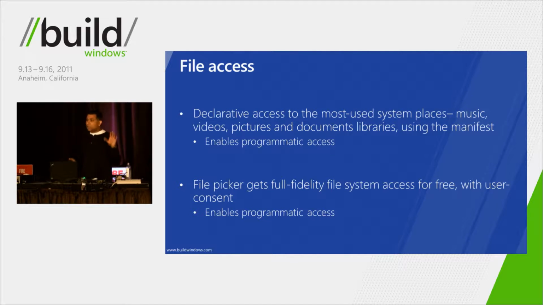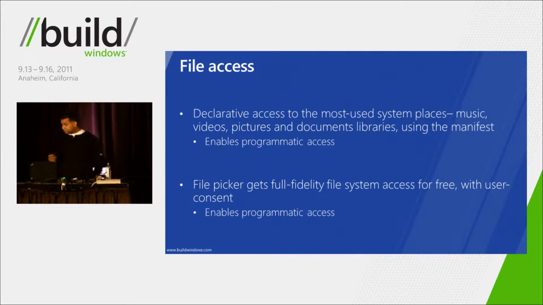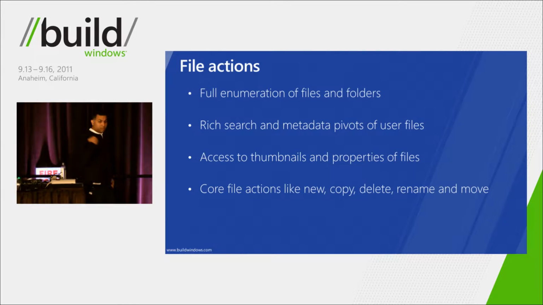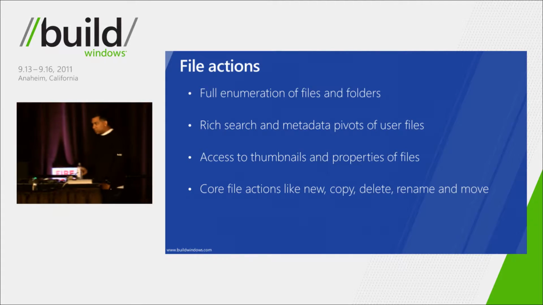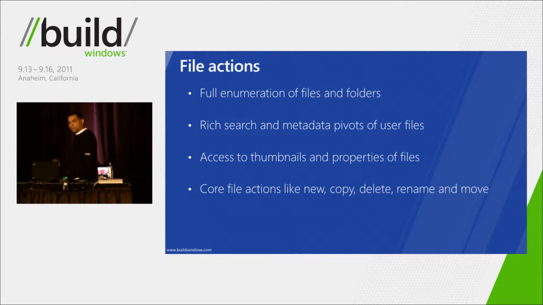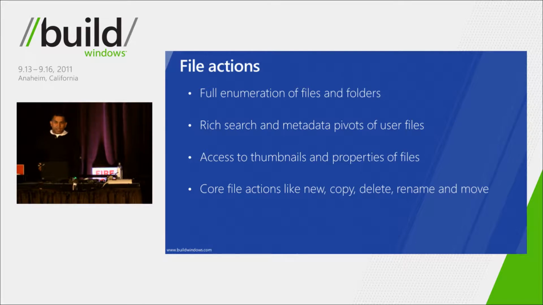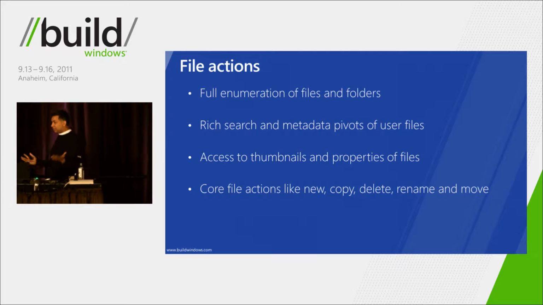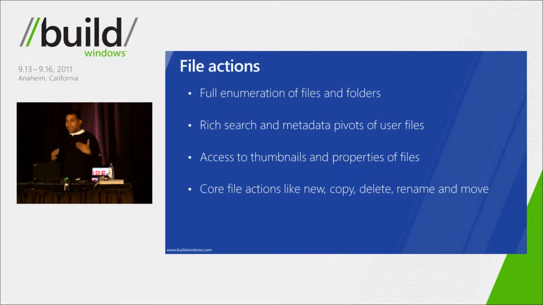We'll talk a lot about this stuff tomorrow. Tomorrow we have a deeper drill down into the file access APIs, and we'll get into the nuts and bolts of the system. Once you get access to these locations, as I mentioned earlier, you can do full enumeration of files and folders. You can do rich search and metadata pivots for files. You have access to thumbnails and properties of files. And then you get the core file actions, which is what makes Windows very unique. Think of any core file action that you do today, you'll still be able to do in your Metro-style app.